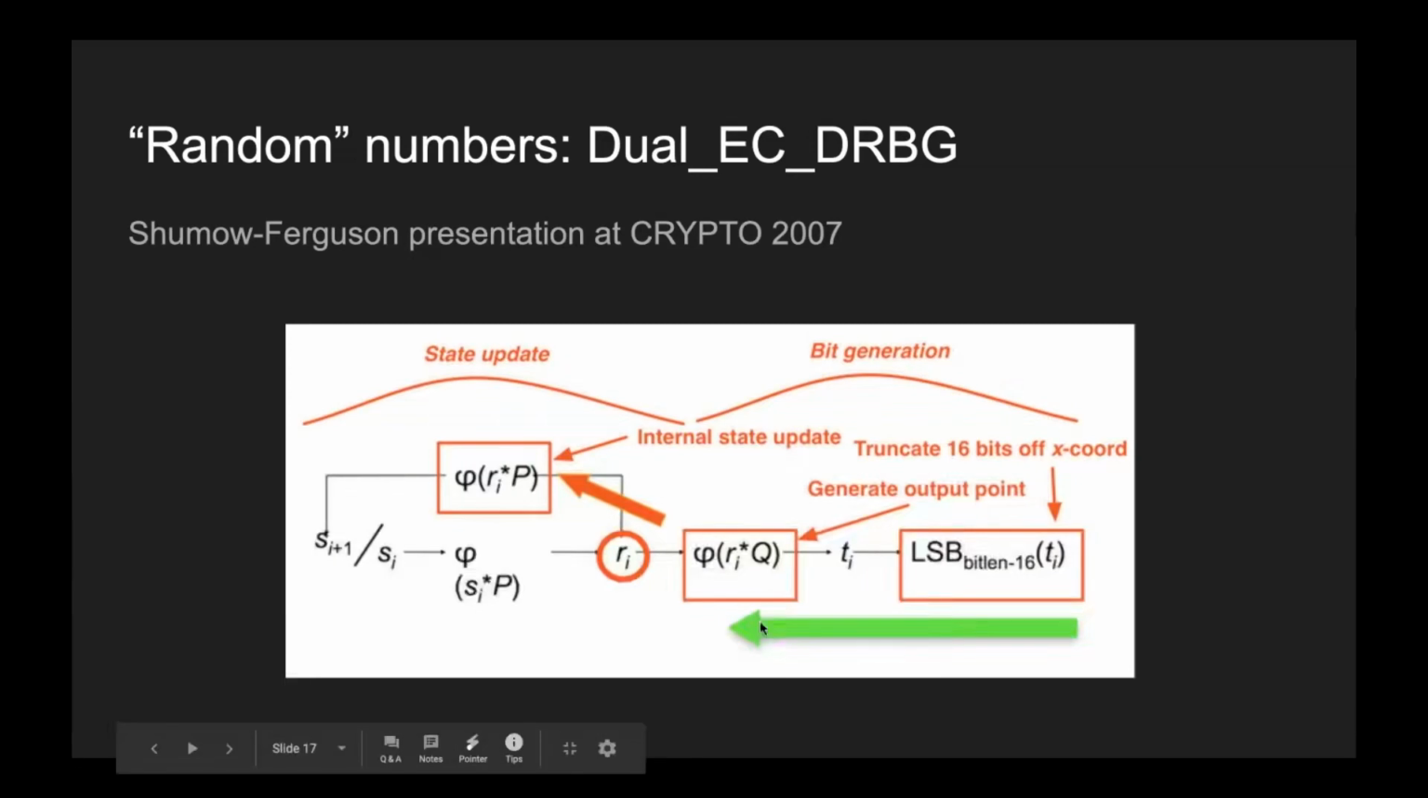So if we look at that green arrow down at the bottom on the right half, we're going to look at the right half of this diagram first. By the way, this whole diagram is from a presentation at Crypto 2007, basically explaining how all of this could be used for a backdoor. And I'm taking their 1 hour presentation and explaining it in 3 minutes. But the right half, we are truncating 16 bits off the x-coordinate.